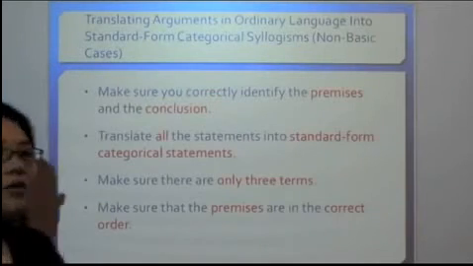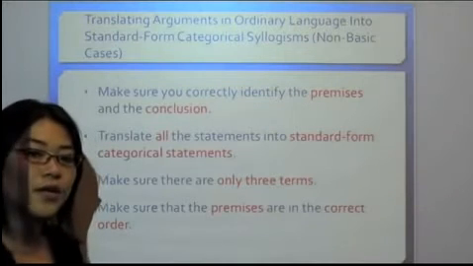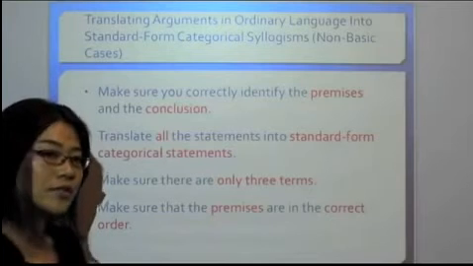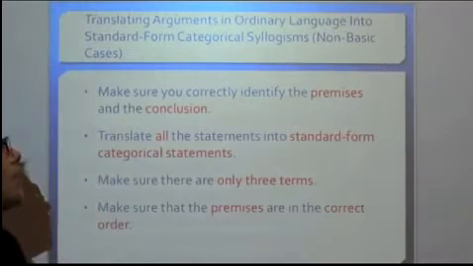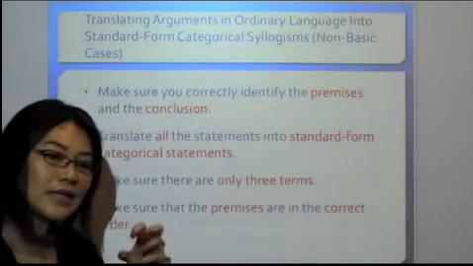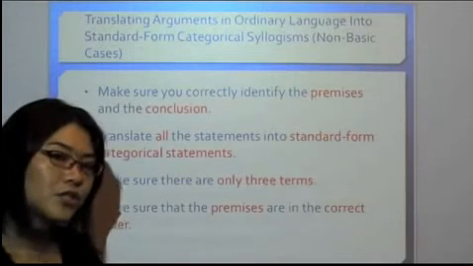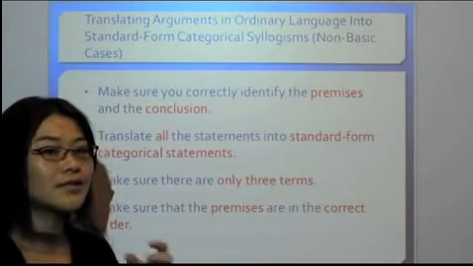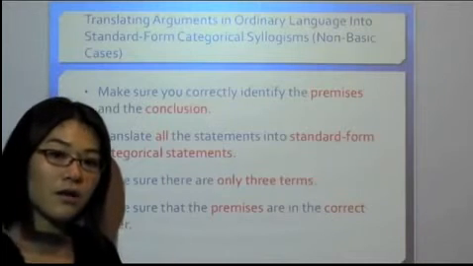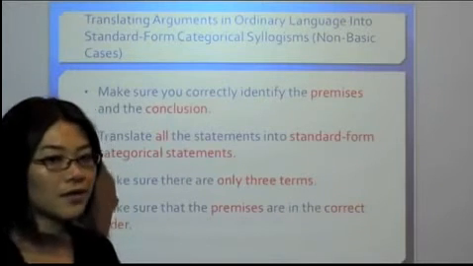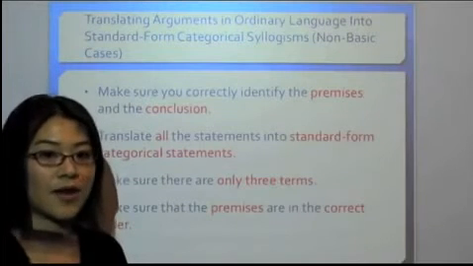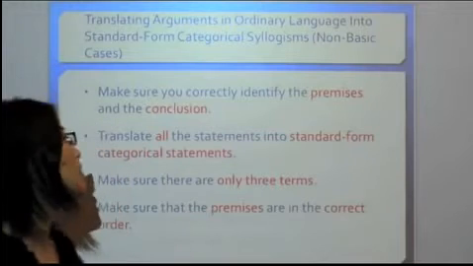Okay, now how is it that we can translate ordinary language categorical syllogisms into standard form categorical syllogisms? Well, first we want to make sure that you correctly identify the premises and the conclusion. This is a key step, and you want to correctly identify the conclusion because it's the conclusion that will tell you what the minor and major terms are. It's really important that you identify them correctly, because if you don't, you're going to get the form, or the structure of the argument, incorrect.